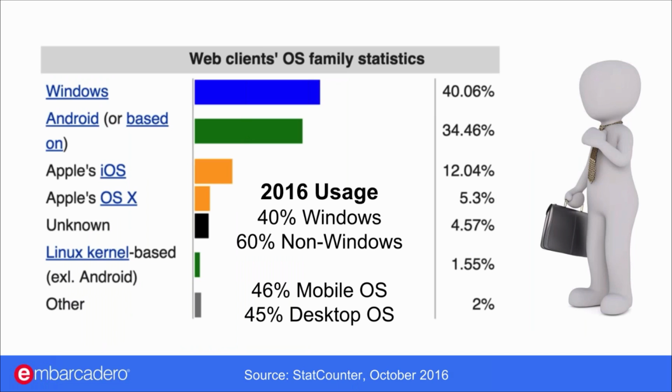So this is based on visits to websites, based on the client information that the browser reports. So this is what people are actually using to visit different websites. 40% of people doing things on the web are using Windows. 34% are Android, but if you combine all the non-Windows ones together, that's 60% non-Windows, and 46% is mobile OS, whereas 45% is desktop OS. So again, mobile and non-Windows is eclipsing Windows. Windows is still the biggest segment on here, but the other segments are encroaching on Windows.